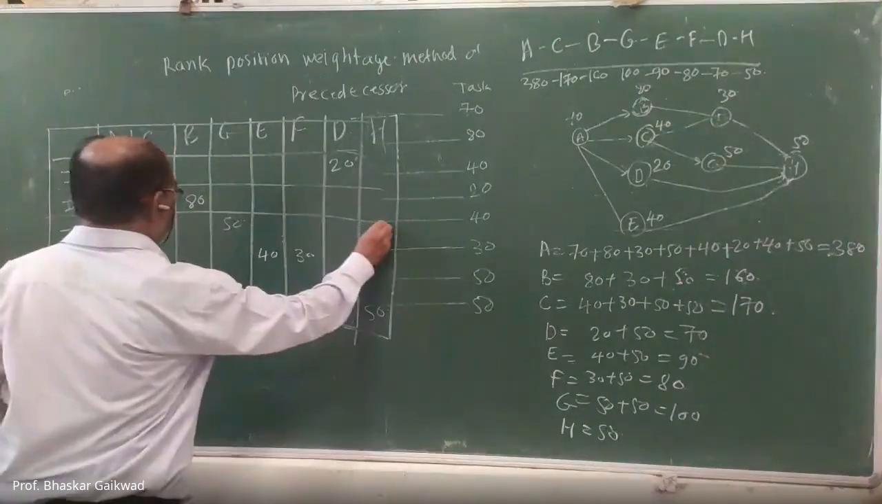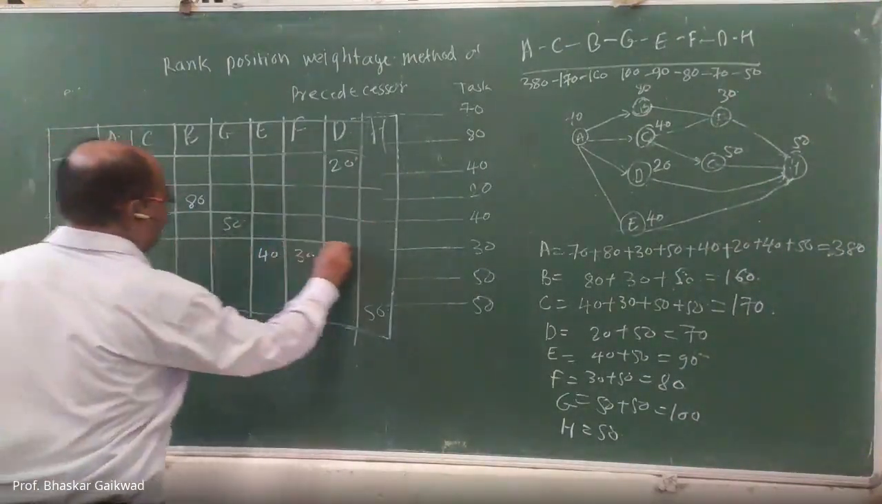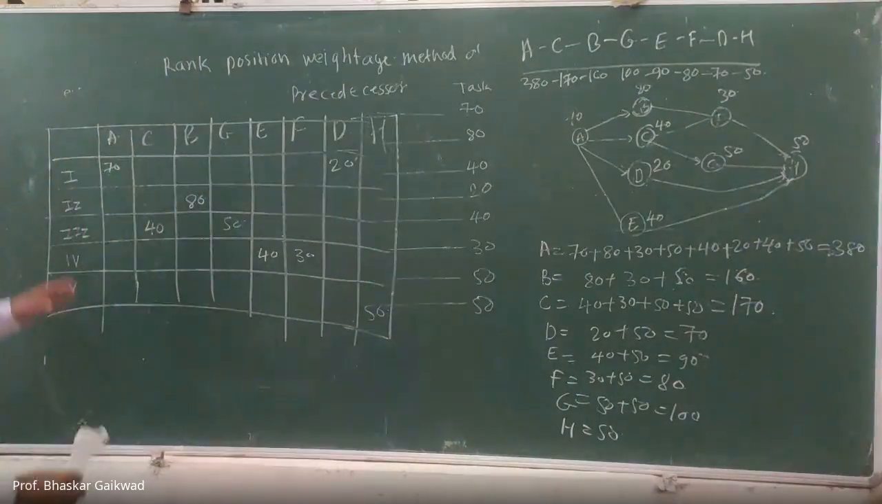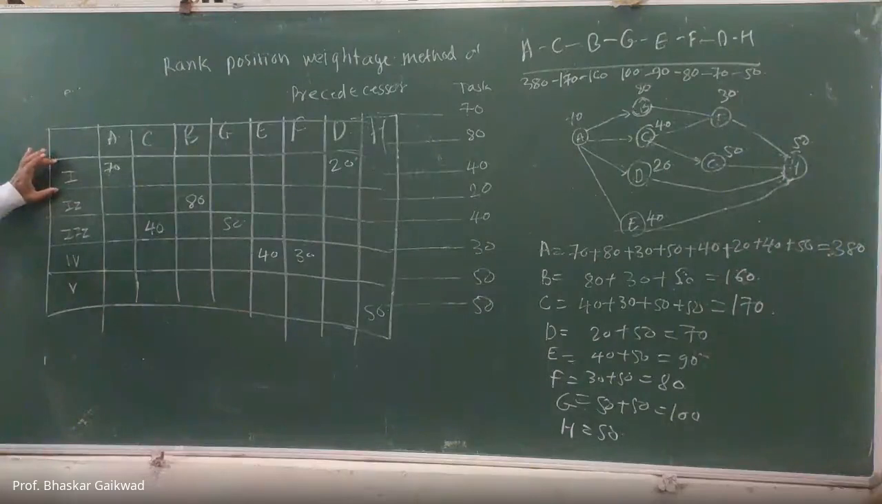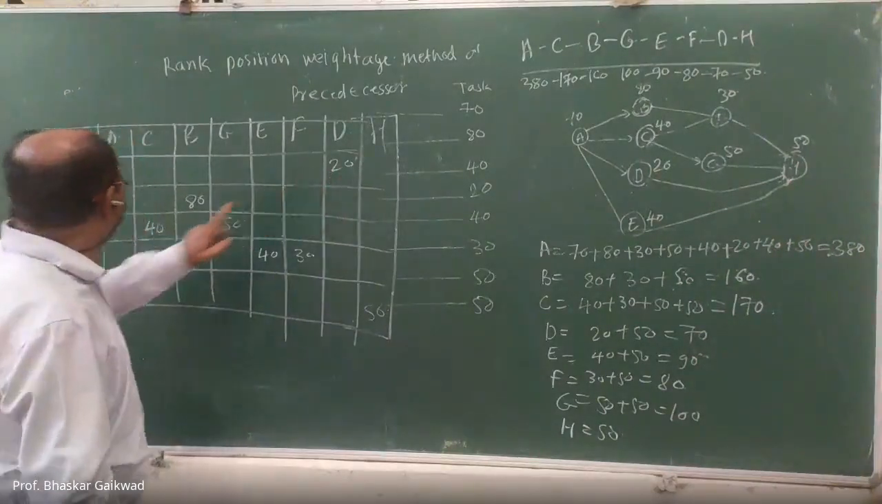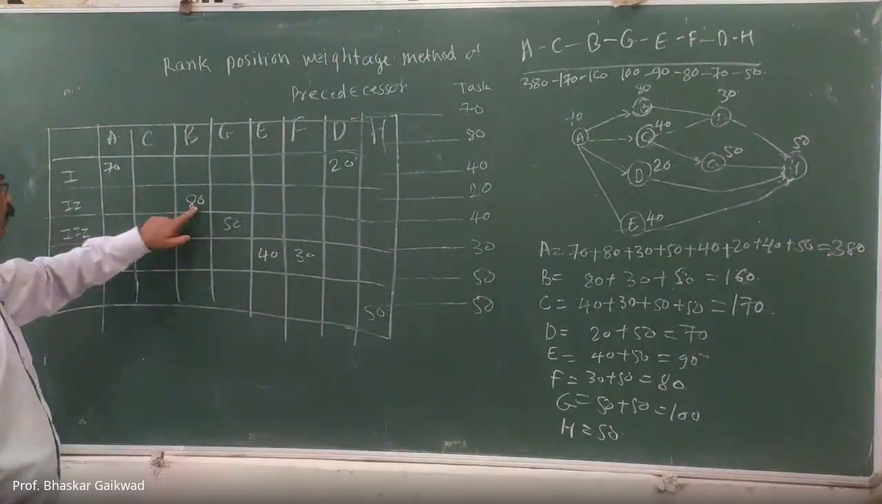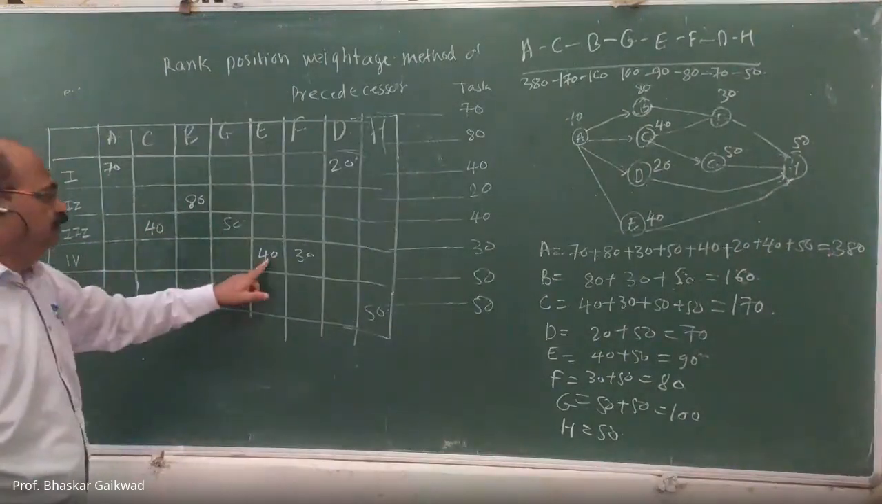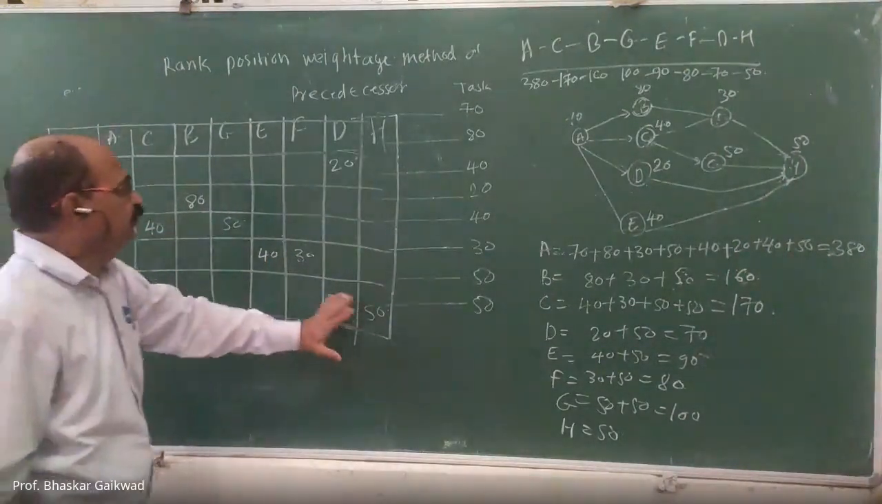So this is the station number one. This is the station number two. Station number three. Little bit skill is required to make the addition. So on station number one, two events will be there, A and D. Second, only B will be there. Third, C and G will be there. Fourth, this will be there, and last H will be there.